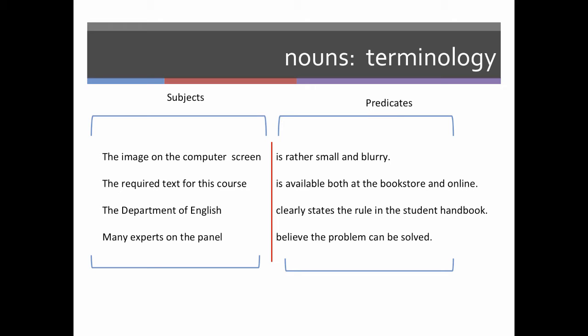It is rather small. It is available. It clearly states. They believe. We also said that as we're dividing independent clauses into subjects and predicates, that we should look for the main verb, and then the items to the left of the main verb is the subject of the sentence. So if you identify the main verb in these 4 sentences, we have the "is," that linking verb, we have "states," clearly states, and "believe."